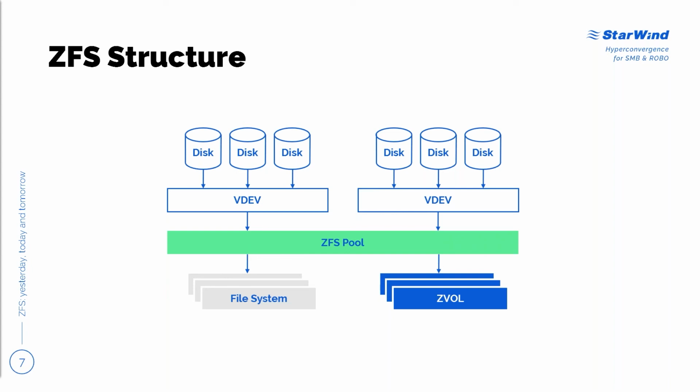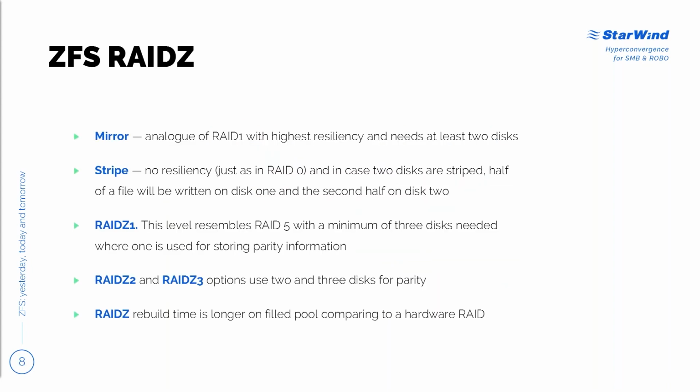Now that we started the discussion about RAIDZ also, let's take a look at the main levels. As mentioned already, unlike most file systems, ZFS combines the features of a file system and a volume manager. So this means that ZFS can combine a series of drives into a pool. Moreover, not just combine them, but of course provide resiliency. The common configurations include the mirror, which is the analog of RAID 1 with the highest resiliency, which needs at least 2 drives. Stripe, pretty much obvious, no resiliency, same as RAID 0.